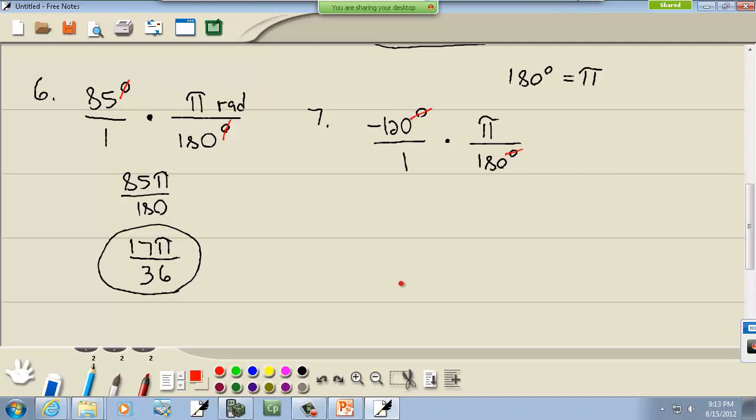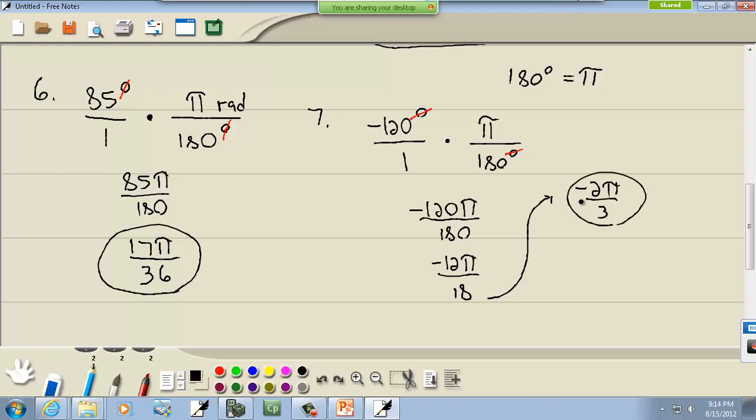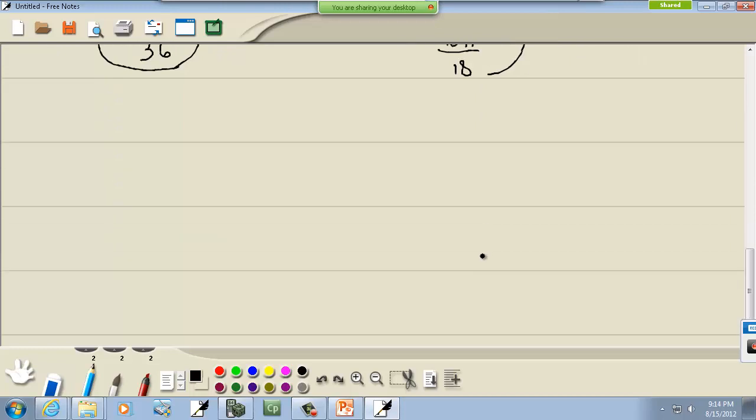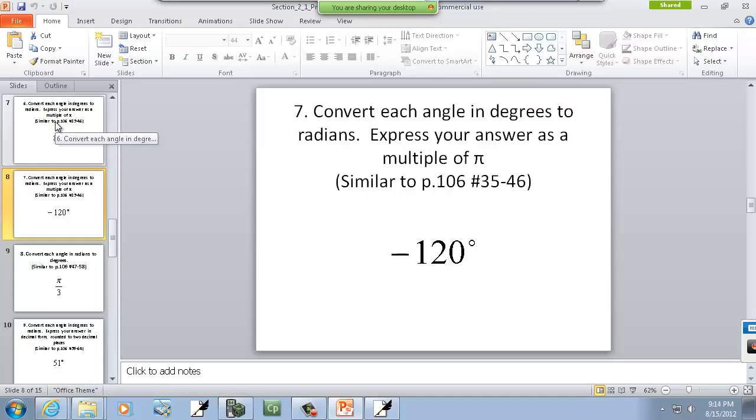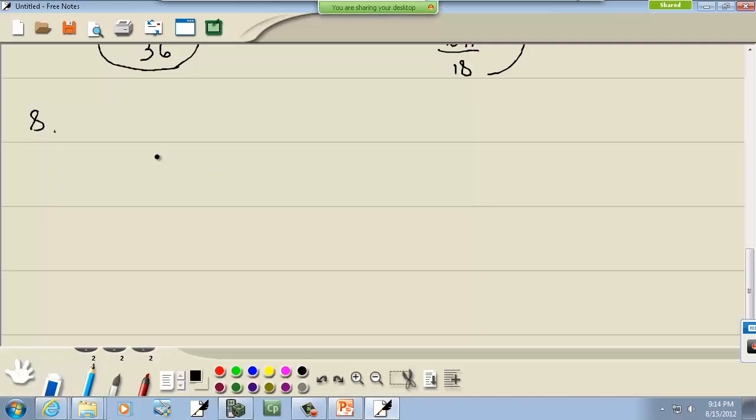The degree symbols will cancel. And we got negative 120 pi over 180. They both end with 0, so I can go ahead and get rid of that real easy. So I got negative 12 pi over 18. Top and bottom both divisible by 6. So that gives us negative 2 pi over 3. There's our answer. I hate when in books they actually give formulas for this because it's so easy using dimensional analysis.